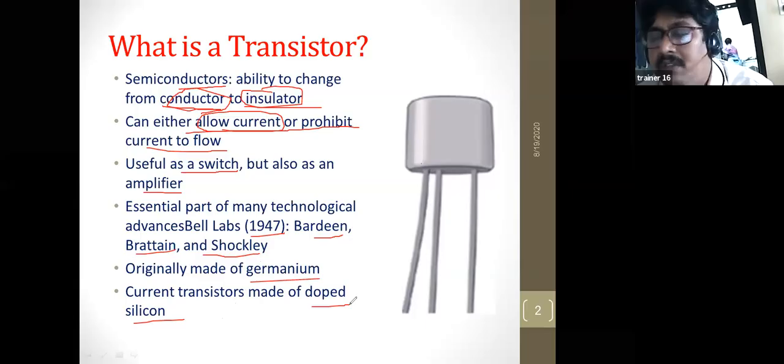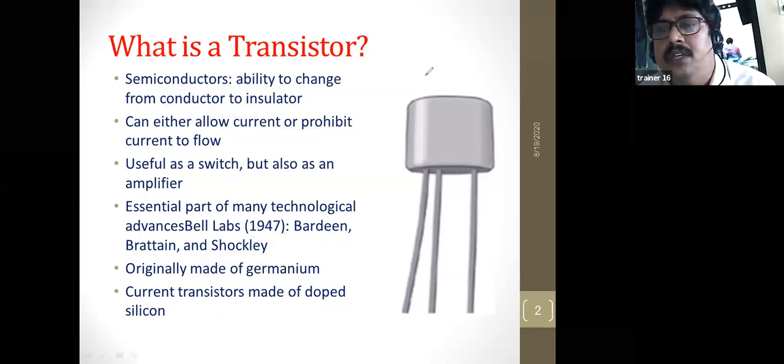Doped means impurity, doped silicon. Again, I'm revising. All of you see here. Semiconductor is the ability in this transistor to change from conduction to non-conduction. That means conductor, insulator. It can either allow current or it can prohibit the current. That means it can oppose the flow of current completely. That means it allows, but only a negligible amount of current is allowed. That means according to our requirement.